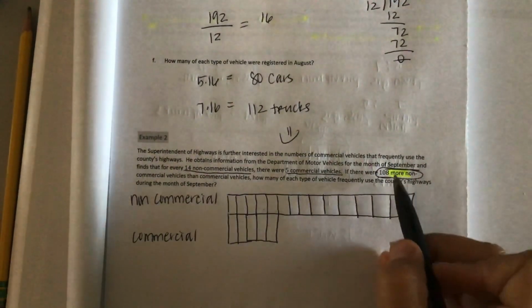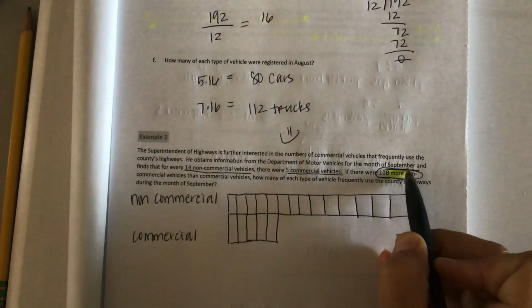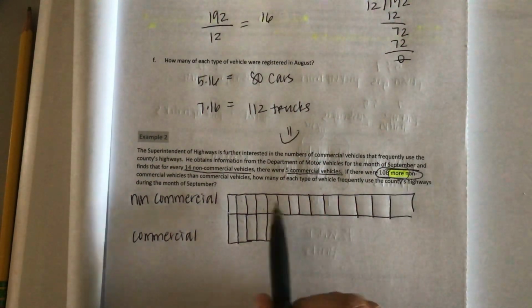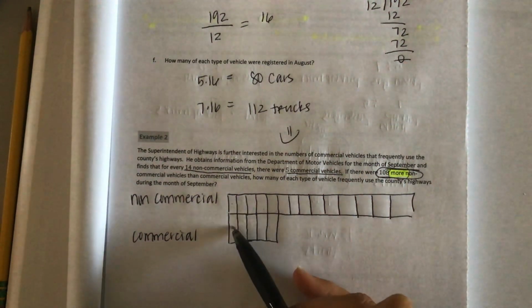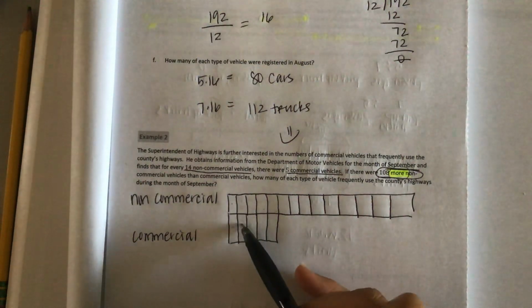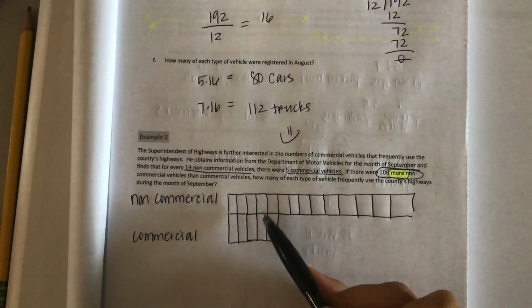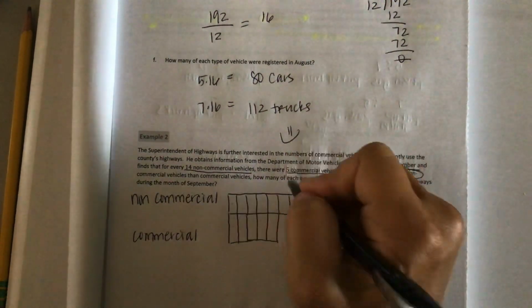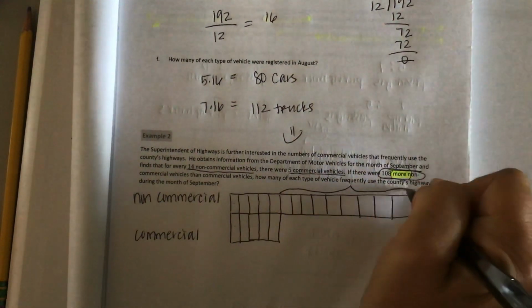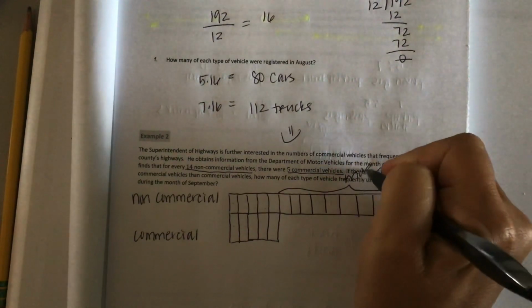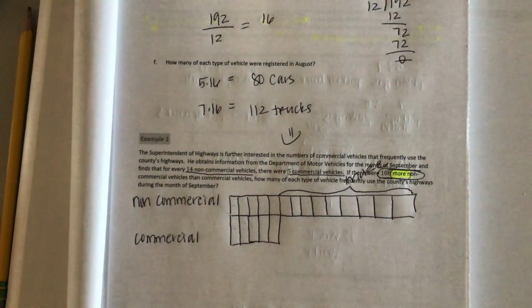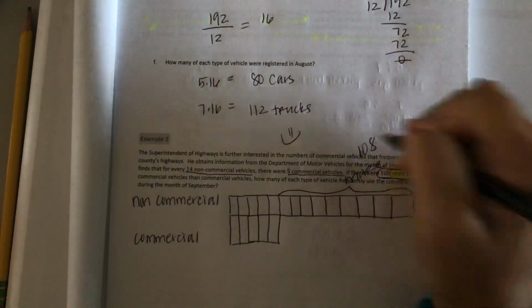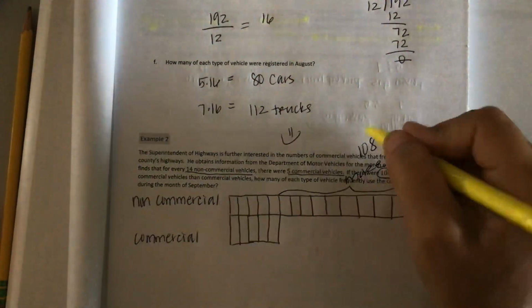Okay, now they're trying to trick you. It says more non-commercial. So this is the same as this. Same, same, same, same, same, same, same, same, same, more. So this means more, okay? And it's saying that there's 108 more.